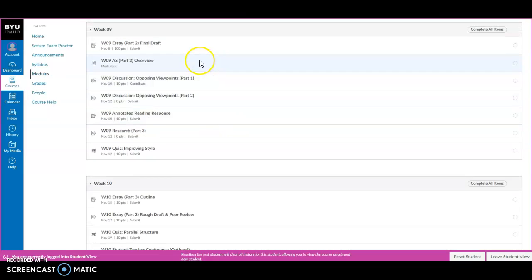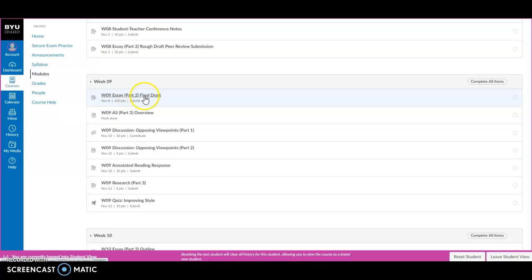Here in week 9, you will be turning in your final draft of part 2. It is worth 100 points, so you really want to make sure that you have fine-tuned all the details. Take the comments that your peers have given you. You should have had 2 peers review your paper if they did their part.